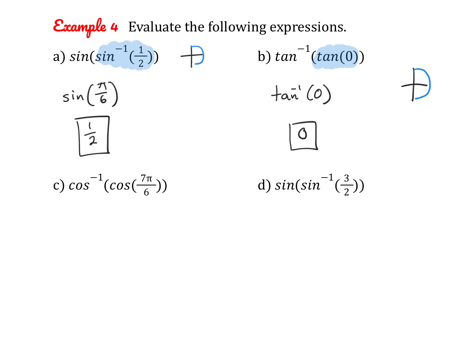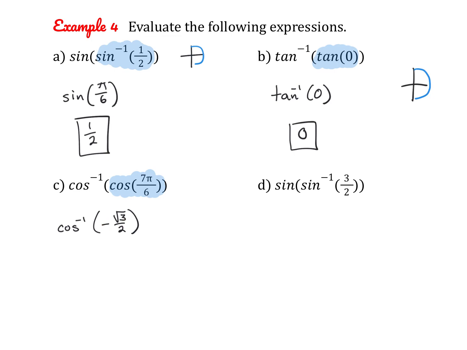All right, let's look at part C. We have the arccosine of the cosine of 7 pi over 6. Let's start on the inside. 7 pi over 6 is in quadrant 3, so our answer is going to be negative. And the cosine of pi over 6, which is the reference angle, is root 3 over 2. So now we want to evaluate the arccosine of negative root 3 over 2.